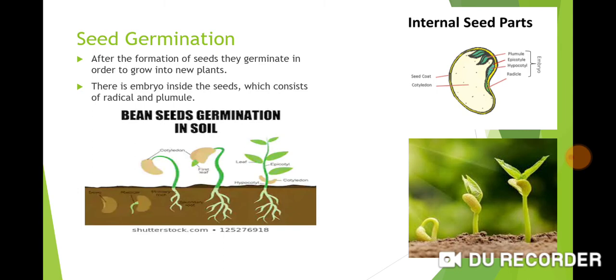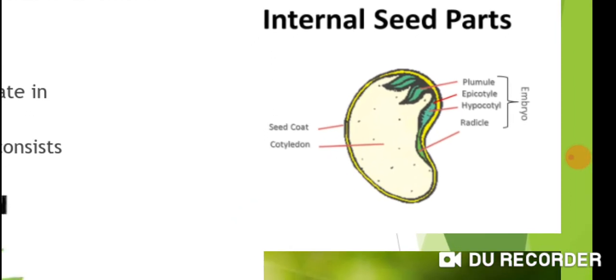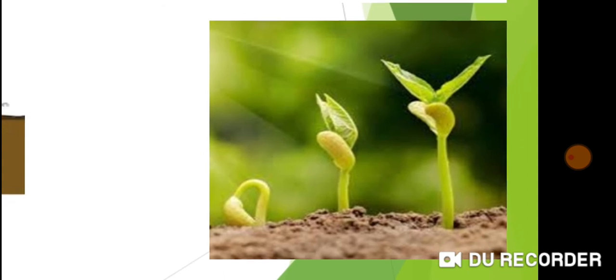So here I wanted to show you the internal structure of the seed of a plant. The green part is the plumule, and the part that generates from the center towards the base, the light green one, is known as the radicle. Altogether, the plumule, radicle, and the cotyledon inside are known as the embryo. And it has a seed coat over it.